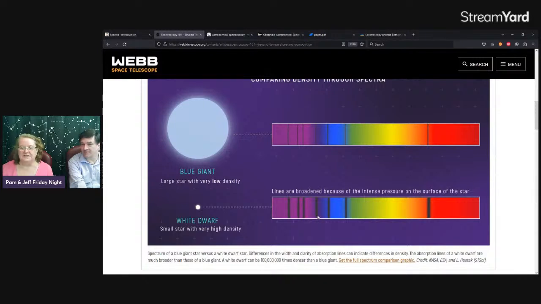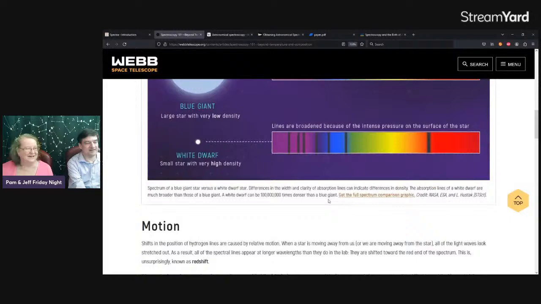It continues to fascinate me how much we can know from this rainbow thing that we have called a spectroscope. Spectrograph, I guess, right? Yep.